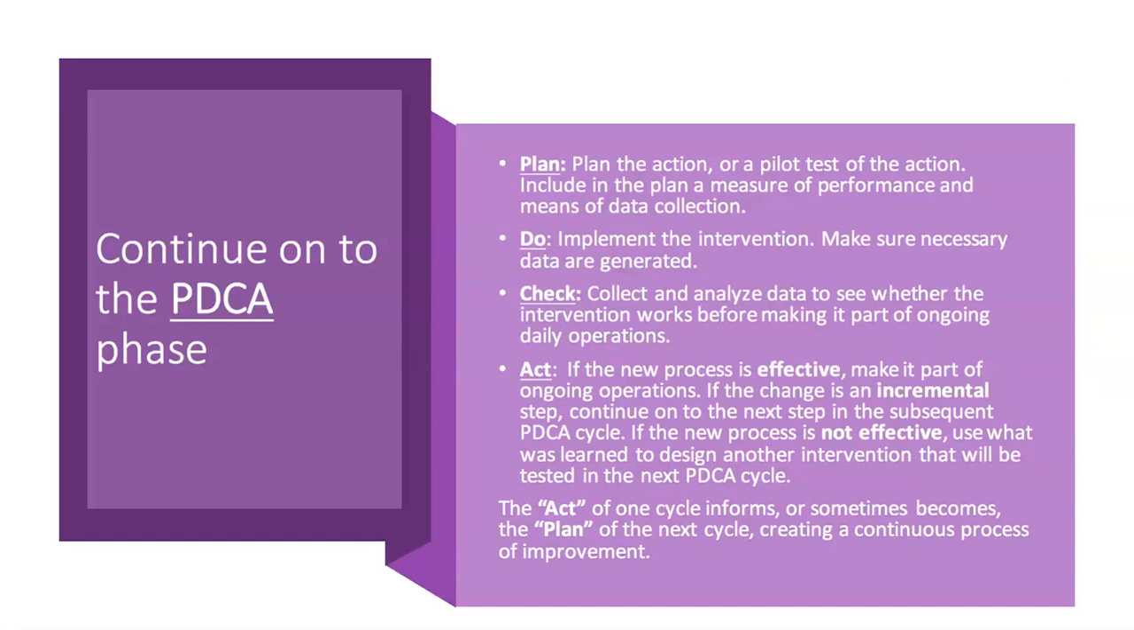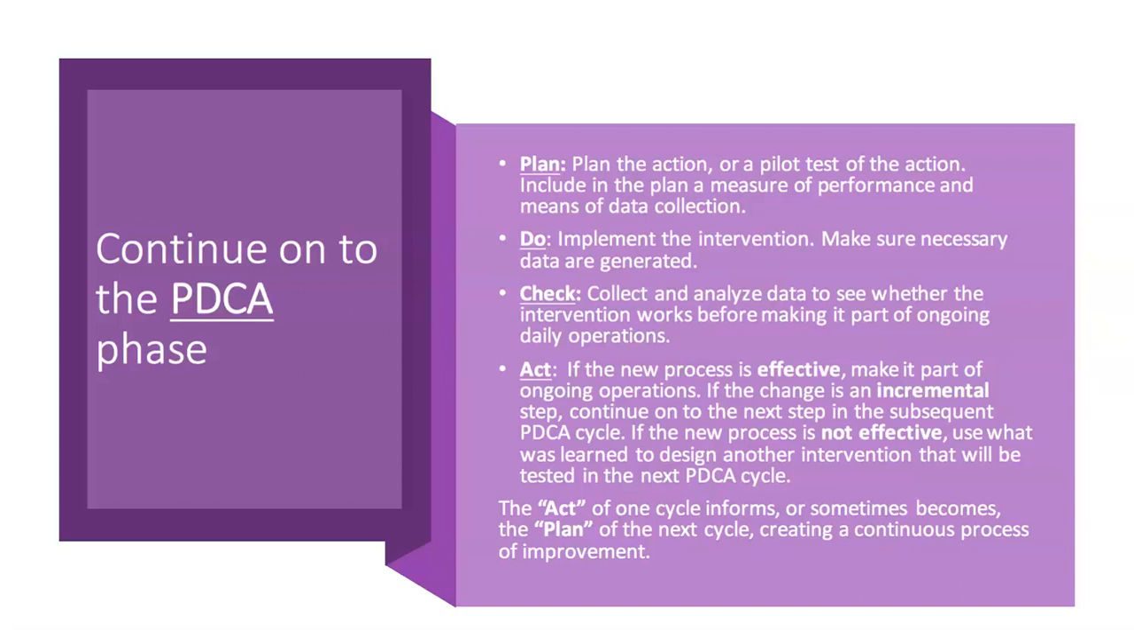What are we going to do different? If we want to improve something, in most cases, we need to do something differently. And certainly at the plan stage, we need to put a plan in place for measuring performance and collecting data. We have to know when what we've put in place has been effective. So the next thing is do.